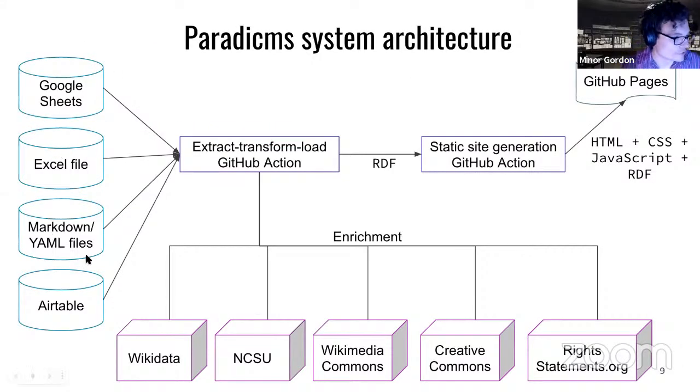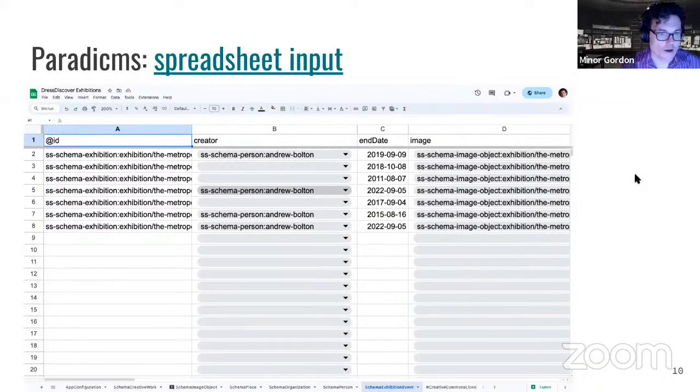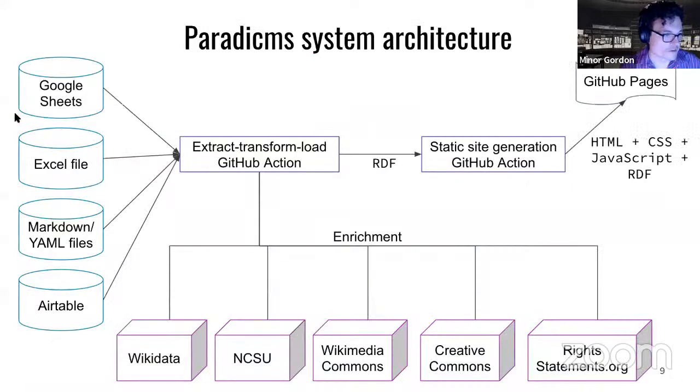So we looked at Google Sheets, Markdown, Airtable. Excel is pretty similar to Google Sheets. What does this extract, transform, load do? And finally, like I said, we're going to consume RDF in the user interface. How does that actually work? Typically, when you have this type of system, you're taking all of these inputs. You may have a library system of some kind, or a museum collection management system like Past Perfect here, or so on.